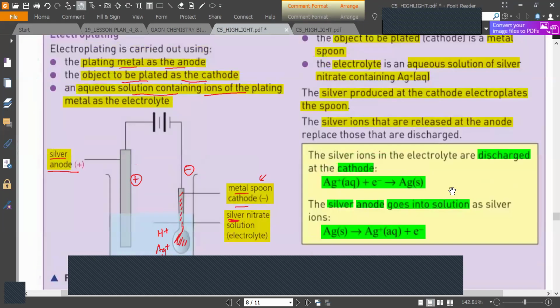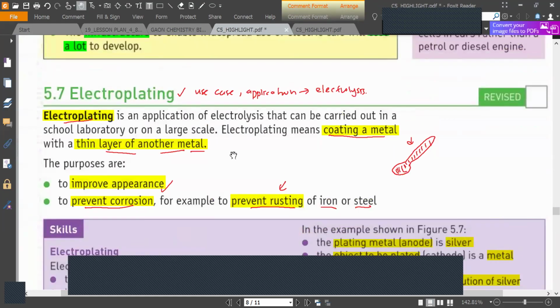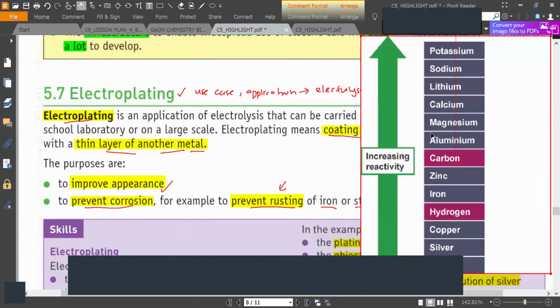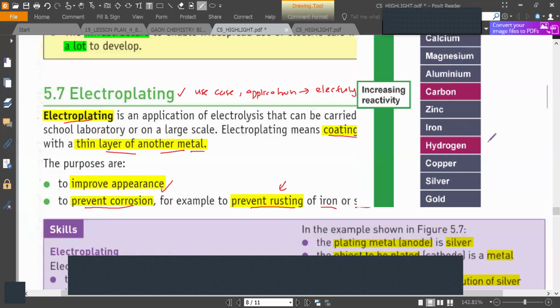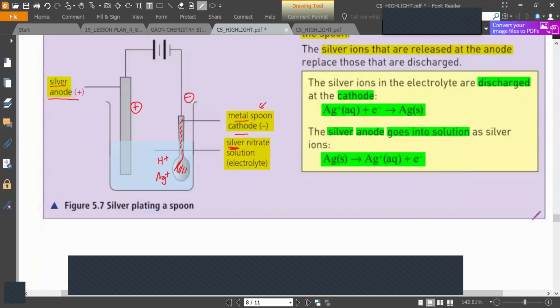How do we determine which one will react? We look at the reactivity series. We have hydrogen and then we have silver. Always the lower one, the less reactive one in the reactivity series, will react. So between these two, silver will react.